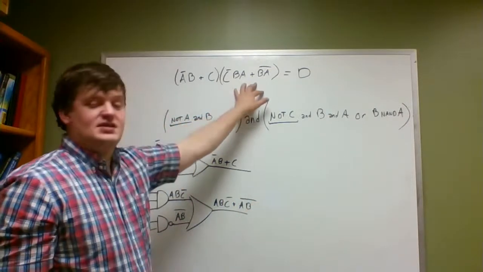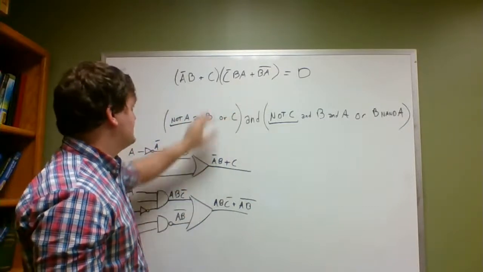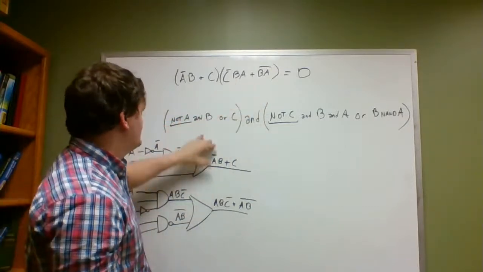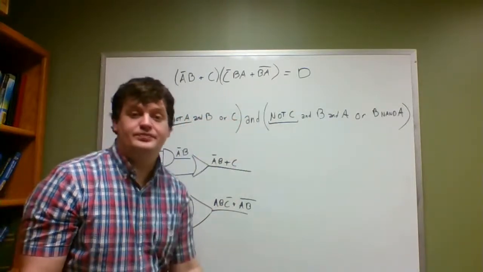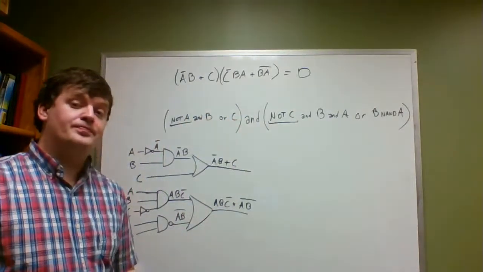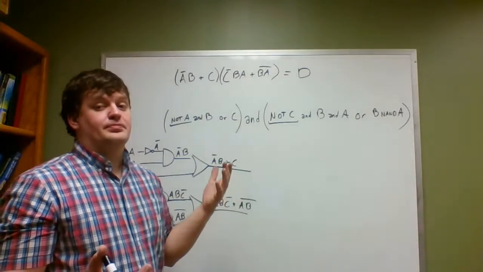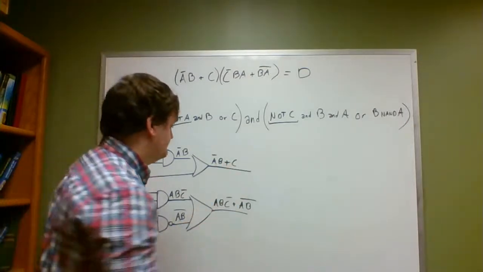You'll notice that's this. We now have this statement here. We now have this statement here. And then we have to multiply them together. How do we multiply them together? That's an AND gate.